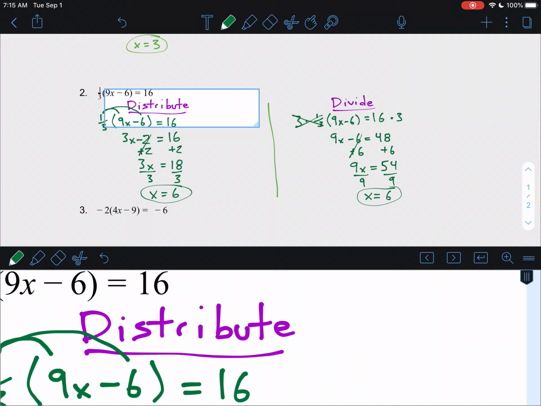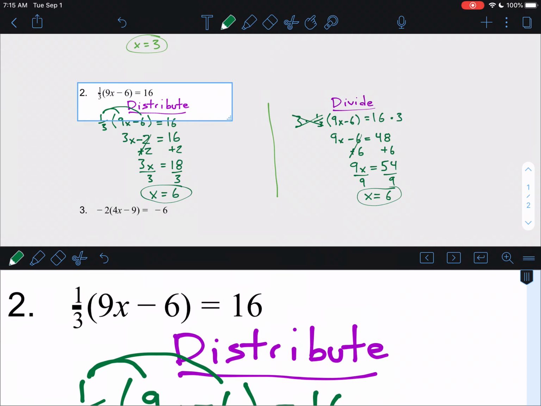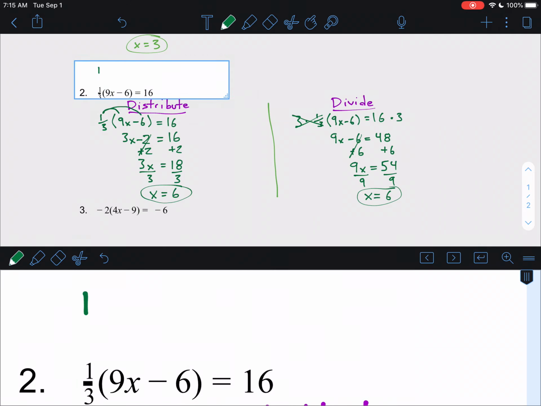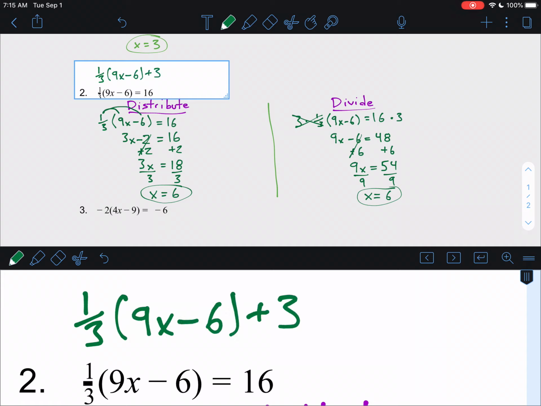And you only have to do one method. I'm not going to make you do both. But I'm just saying there are 2 different ways to solve this. As long as it's like one thing outside the parentheses and everything else on the other side is inside the parentheses. Otherwise, let's say it was 1/3 times 9x minus 6, and there was a plus 3 equals 16, you would have to subtract that 3 first before doing anything.